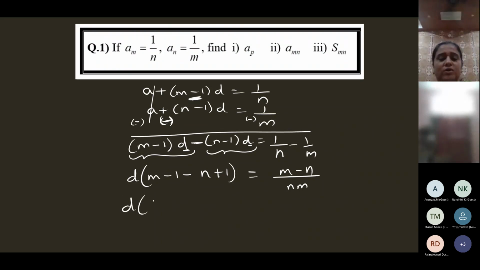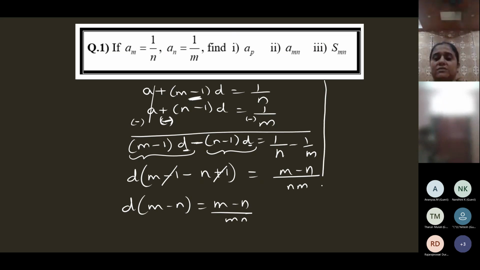So now simplify what you have in the bracket. Minus 1 plus 1. Yeah. D times m minus n is equal to m minus n by nm. Very good. Or mn. Okay. Then what is D? D is equal to m minus n by nm divided by m minus n. Is this correct?